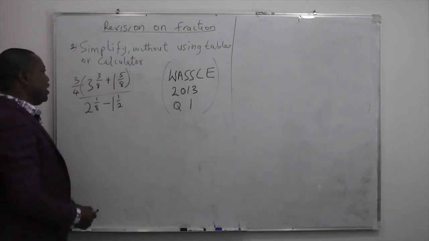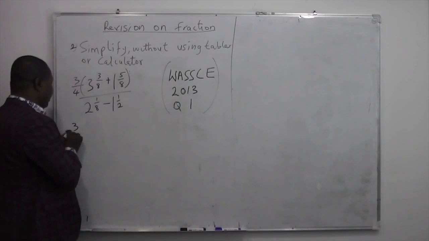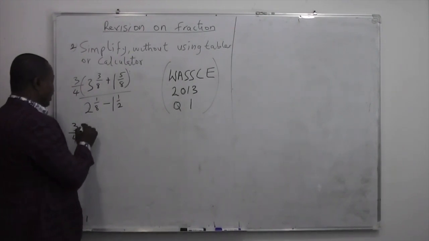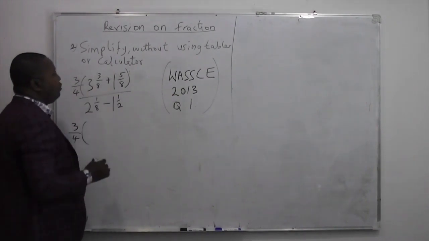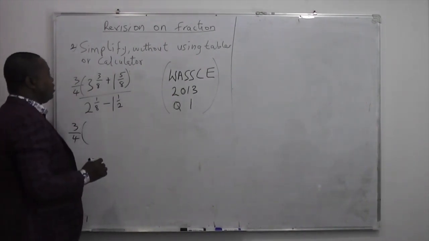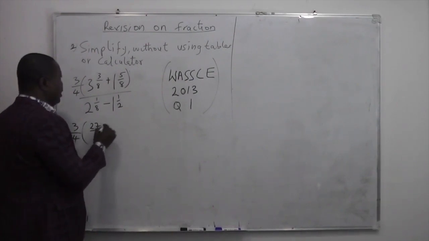We have a bracket there, BO, bracket off. So I'm going to start by writing the 3 over 4. Then I'm going to work on this. 8 times 3 is 24. 24 plus 3 is 27 all over the 8.